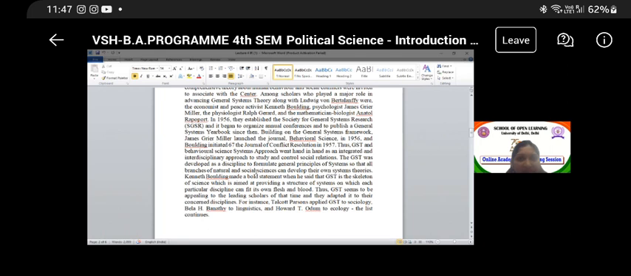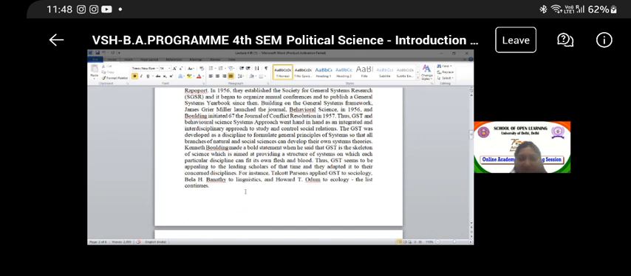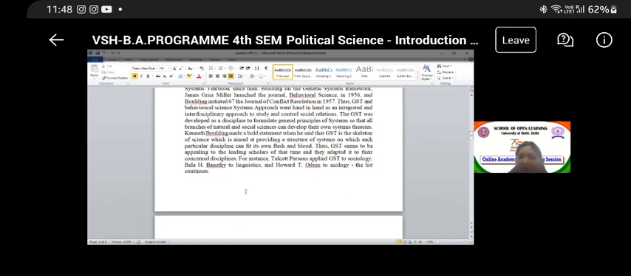The GST was developed as a discipline to formulate general principles of the system so that the branches of natural and social sciences can develop their own theories. You have to understand that all of them together, whether it's Boulding or Rapoport or Grier, are working on a framework which can benefit both natural sciences and social sciences. It was not aiming at any particular subject. Okay, so GST seems to be appealing to all leading scholars of that time, and they adapted it to their concerned disciplines. Like Talcott Parsons applied it to sociology, Whorf to linguistics, Odum to ecology, and everyone.